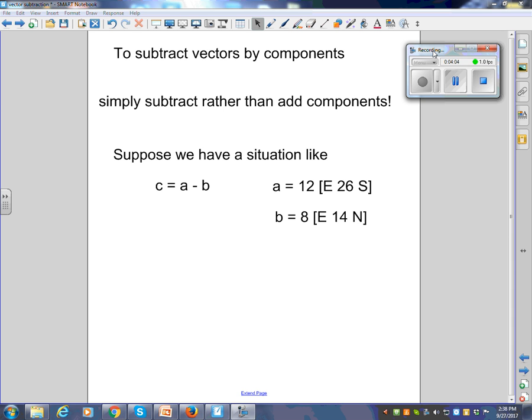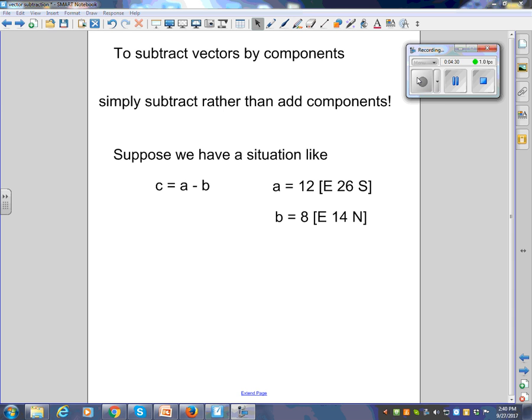To subtract vectors by components, simply subtract rather than add. I've made it very, very generic. Suppose we have vector C is equal to A minus B, or like plane is equal to resultant minus wind, whatever it is. So there's my A and my B. Let's solve this. Okay, I'll pause there. I'm going to do my test while you guys jot it down, and then I'm going to do it.